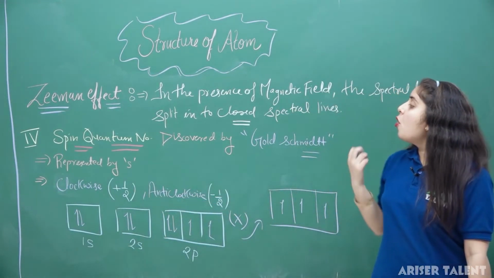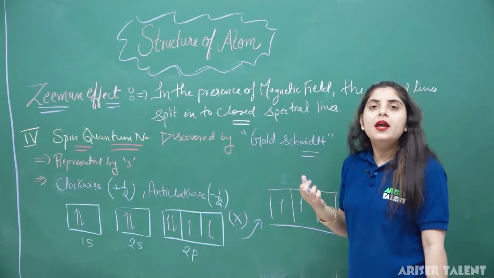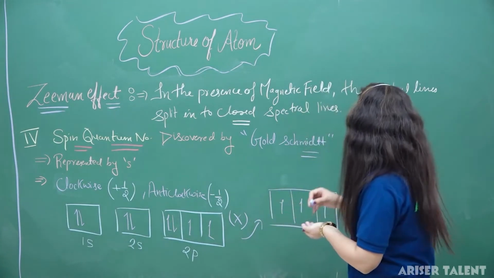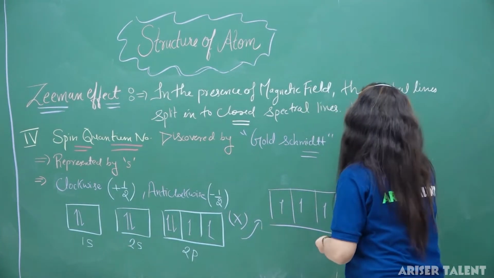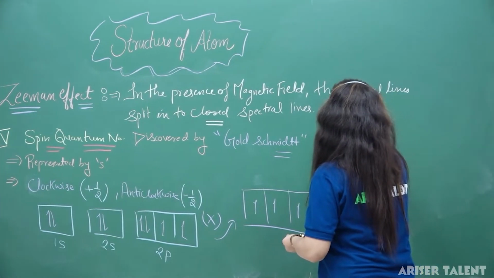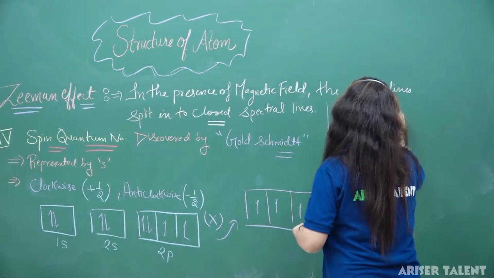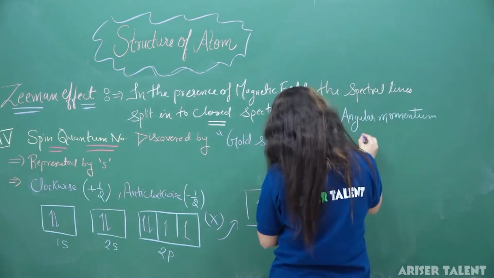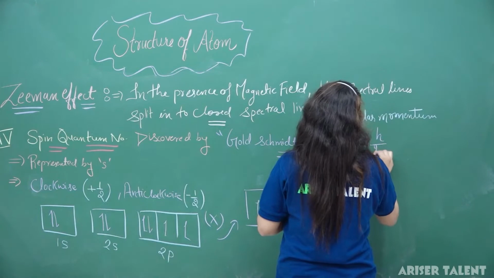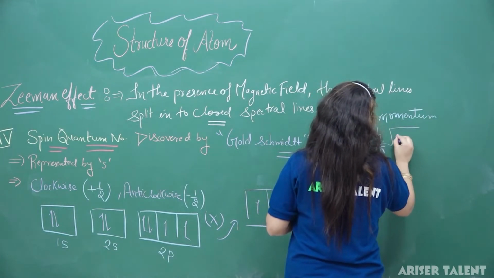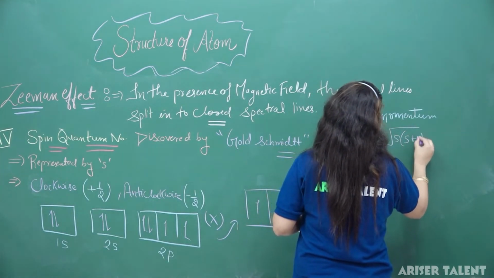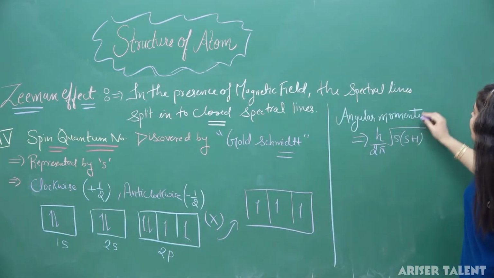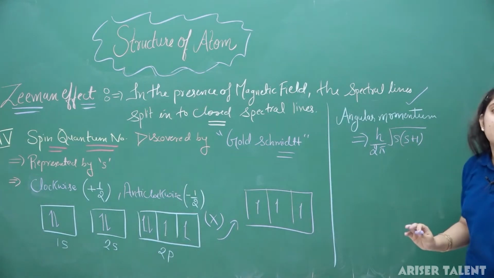So it is all about the spin quantum number, and if we want to calculate the angular momentum for that spin, we have again a formula. The angular momentum for the spin quantum number will be h/2π under root s(s+1). So this is the formula for calculating the angular momentum for the spin quantum number.